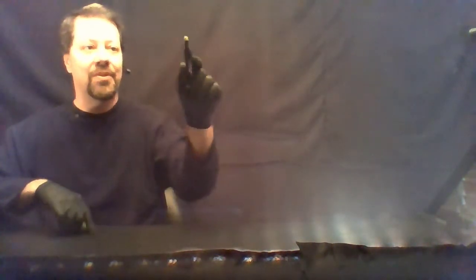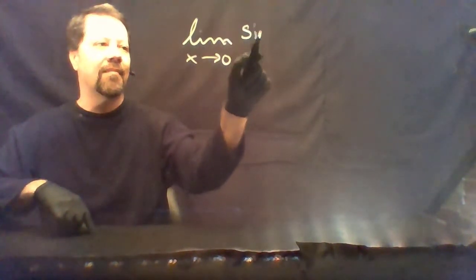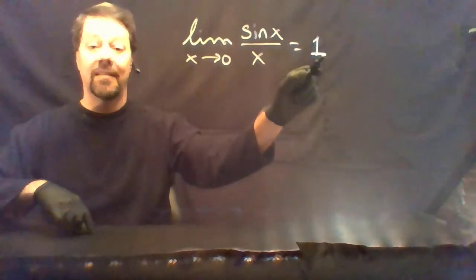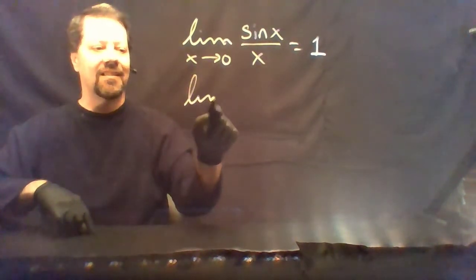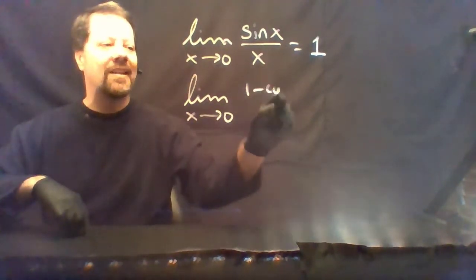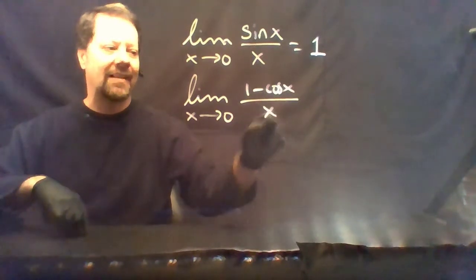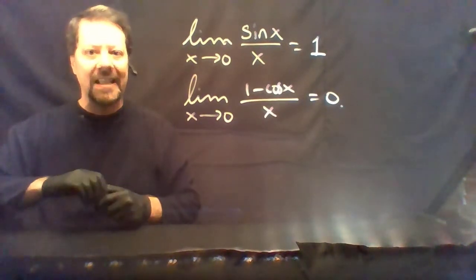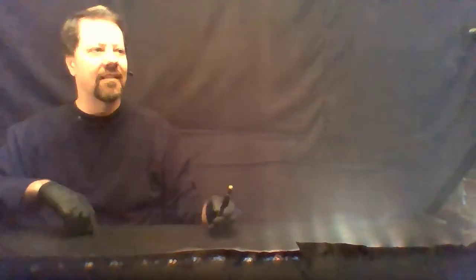We've given you two limits to memorize. In the limit as x goes to 0, sine x over x is 1. In the limit as x goes to 0, 1 minus cosine x over x is 0. We're going to need these in the theory later on.